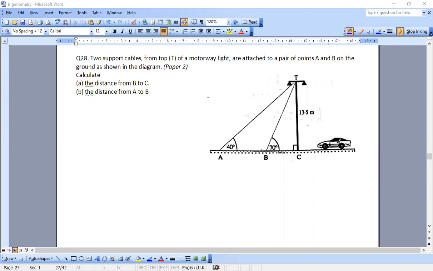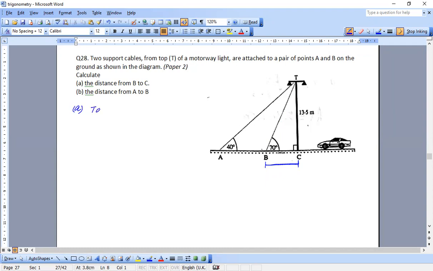Whenever we are given a diagram, the question should become very easy. We have to calculate the length from B to C, which means we have to find out this distance. In order to calculate this distance, I am going to consider this triangle only. You can very clearly see it's a right angle triangle, and in this triangle I have the angle, I have the opposite, and I only need to calculate the adjacent. So part A should be pretty straightforward.